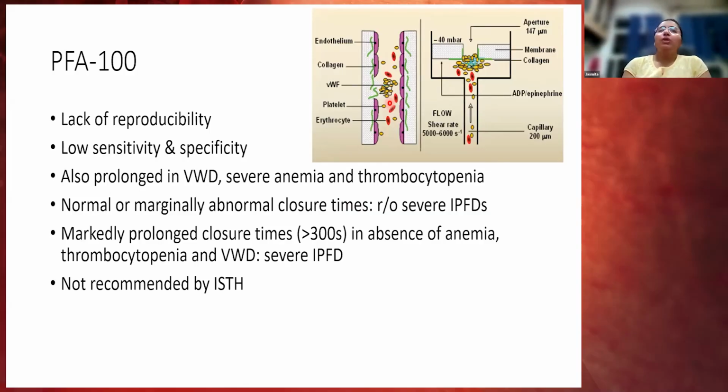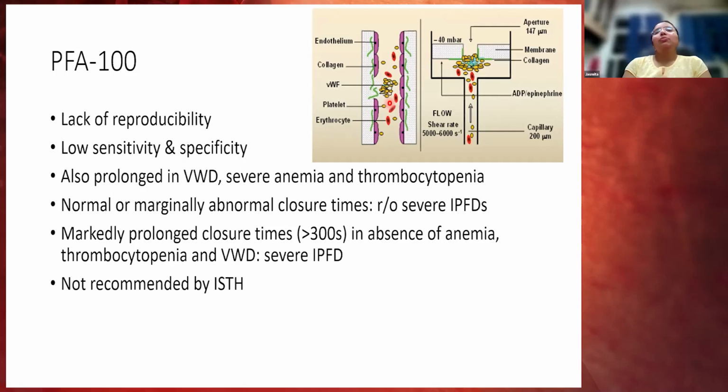However, again, this is not very reproducible, has a low sensitivity and specificity, especially if we consider all the defects. For a severe PFD, this is good, but not for a mild PFD. Also, it is not specific for a platelet function disorder because the closure time will be prolonged in von Willebrand disease, when the patient has a severe anemia, as well as when the platelet counts are low.